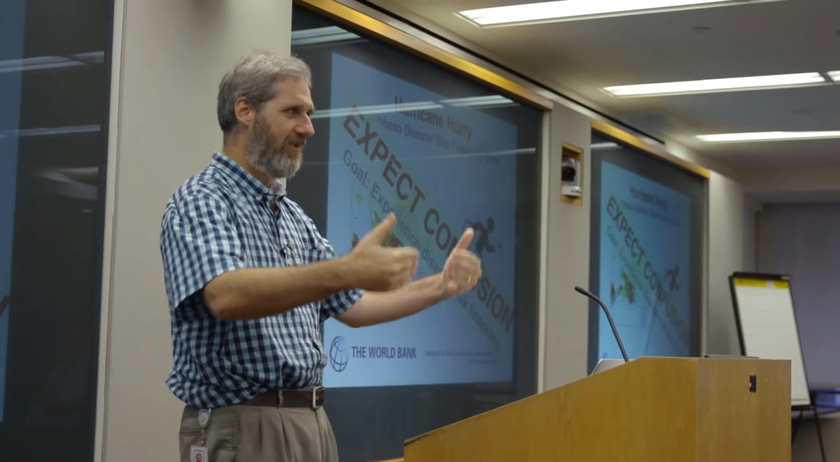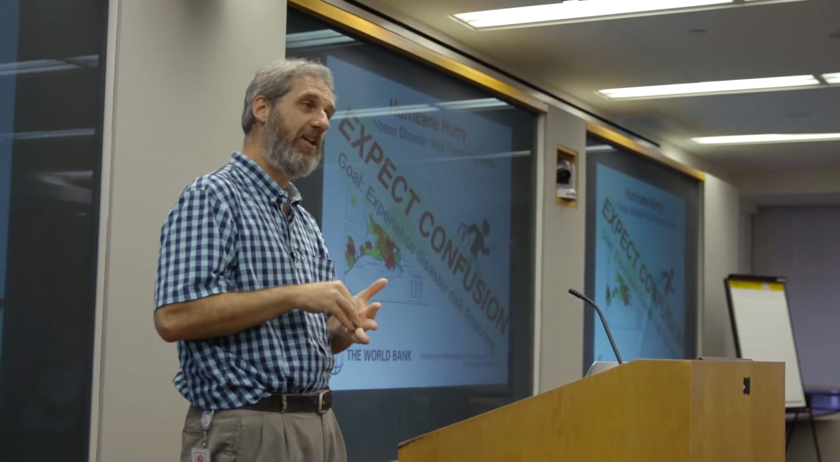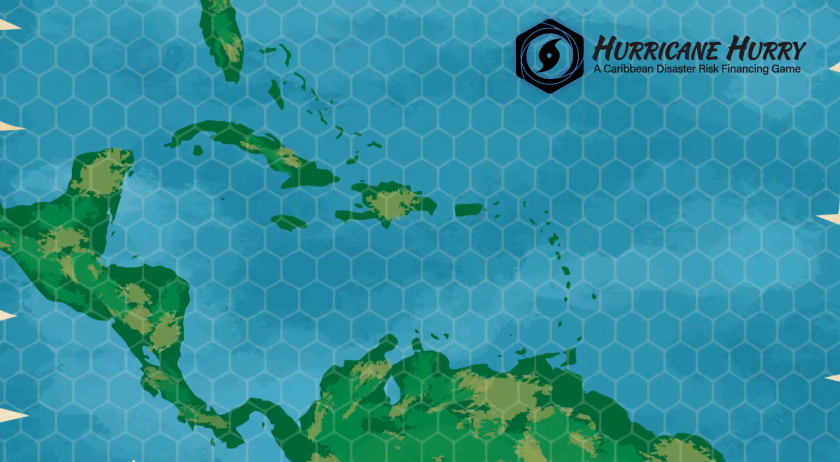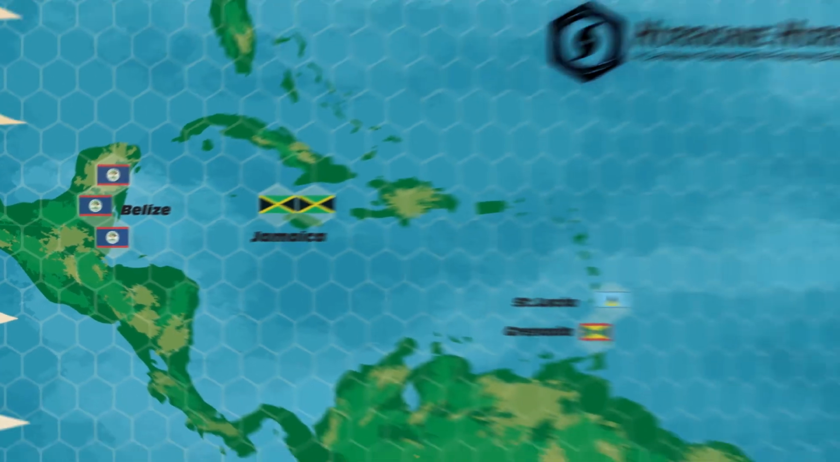By design, this game will take you to increasing levels of complexity, and you will experience the tolerable edge of confusion, which is where we know the best learning happens. The game Hurricane Harry represents the Caribbean region with 4 countries: St. Lucia, Grenada, Jamaica, and Belize.